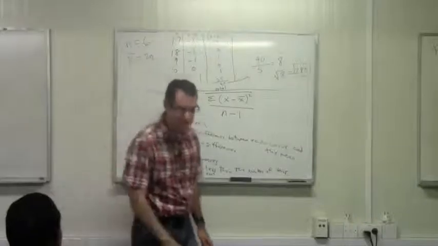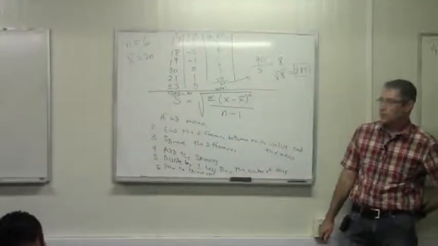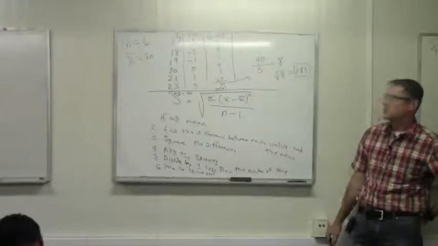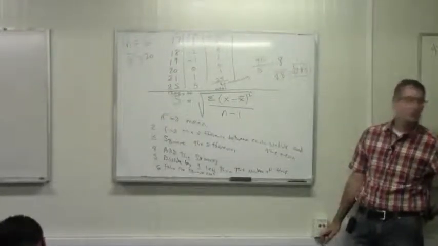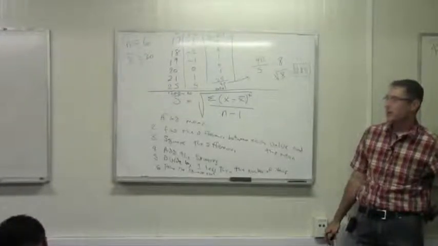So it has to be a decimal. It doesn't have to be a decimal, you could do 2 square root of 2. But the answers normally for standard deviation are going to be a decimal. If you want to write 2 square root of 2, that's cool.